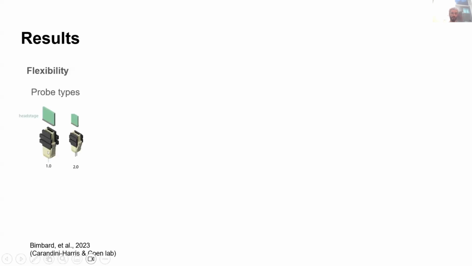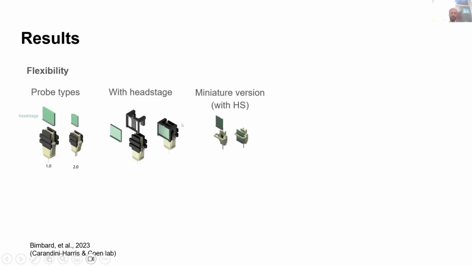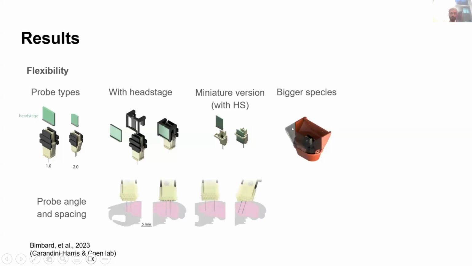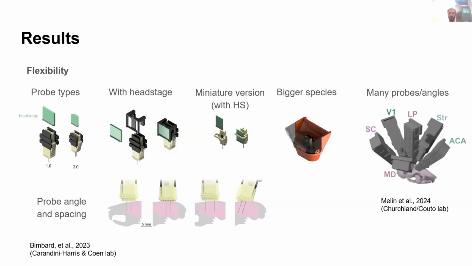And finally, you may want to wonder about the flexibility. Here in our lab, we designed the implant for 1.0, 2.0 probes with or without a head stage. A miniature version, if you want to implant just one probe, since the initial one is designed for 2 probes. If you want a bigger species, if you like rats, you may want to have an encasing around it. And you may want to control the angle or the distance between the 2 probes in that case. Some implants are actually pretty good for that, especially for the angle between probes. And you can implant different probes with different angles.